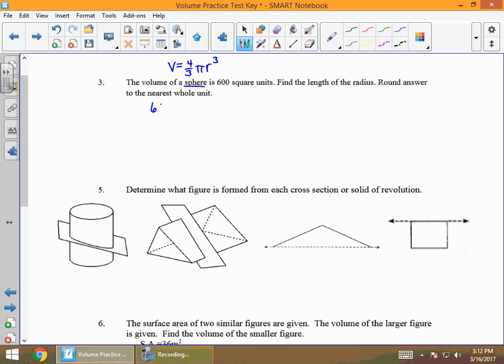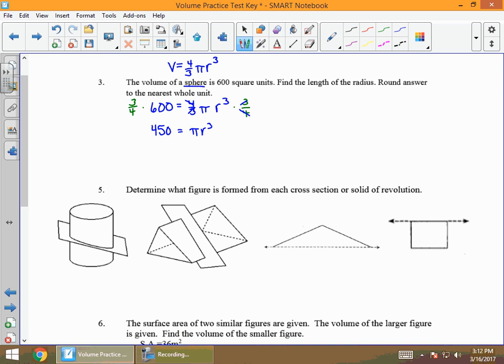So that means 600 equals 4/3 pi r cubed. So when I want to solve this, first thing I'll do is I'll get rid of the 4/3 by multiplying by the reciprocal, 3/4 on both sides. And that's because the 4 will cancel the 4 and the 3 will cancel the 3. So that means pi r cubed is equal to, so 600 divided by 4 is 150. And 150 times 3 is 450.